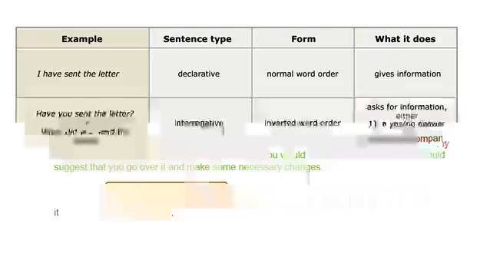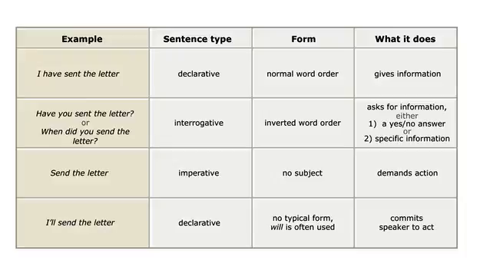Finally, if you have difficulty deciding the sentence type, this form will help you with that. The declarative sentence would normally give you information. You would use normal word order, which means that basically the subject would come before the verb in the sentence, whereas in interrogative sentences, you would have the inverted word order, where you would have the verb first and then the subject. It will be asking for information, either a yes or no answer or specific information.